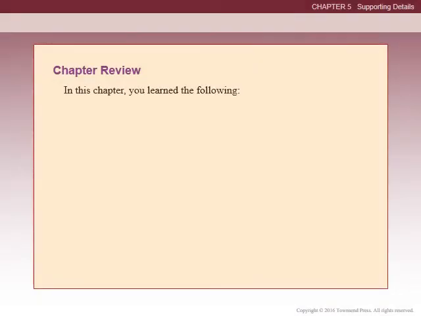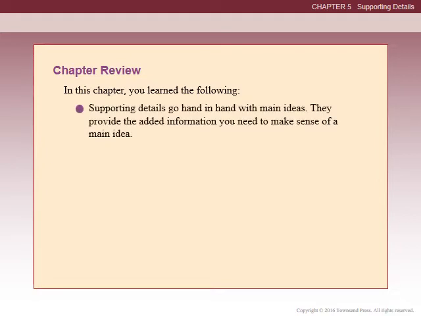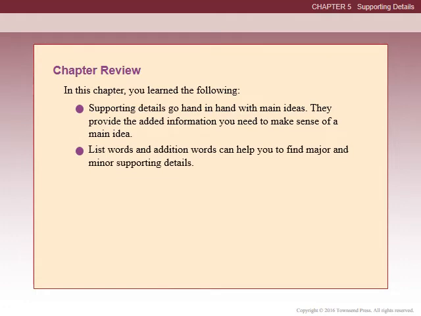Okay, so just as a quick review of this chapter, the things that we covered here are that supporting details go along with the main ideas. They provide the support or the explanation for the main ideas. We can use list and addition words to help us find the major and minor supporting details. Really remember that the list words are going to tell us the main idea, and the addition words are going to tell us the major support. And we can also use outlining and mapping as a way of taking notes on things that we have read. Whichever one you find more useful and easiest to understand is the one that you should choose to use.